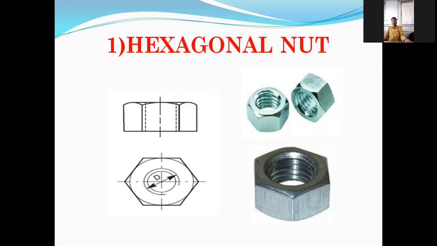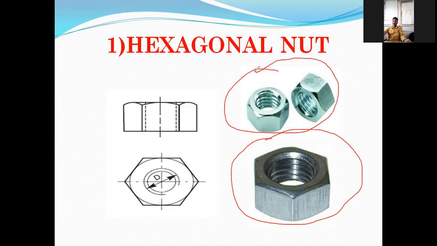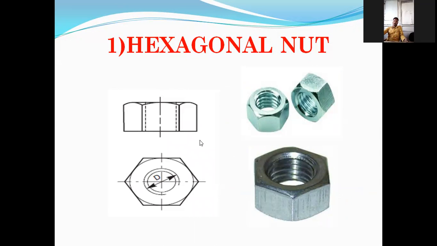For the hexagonal nut, its periphery is bounded by a hexagon. Here you can see its periphery is bounded by a hexagon. You can see here also, its periphery is bounded by a hexagon. That's why it is called hexagonal. Further, is anything remaining?